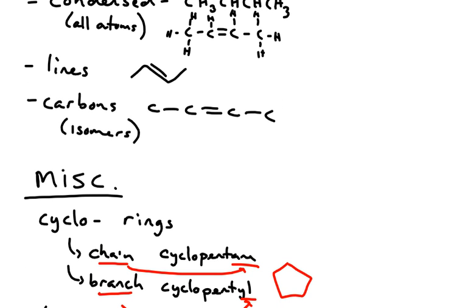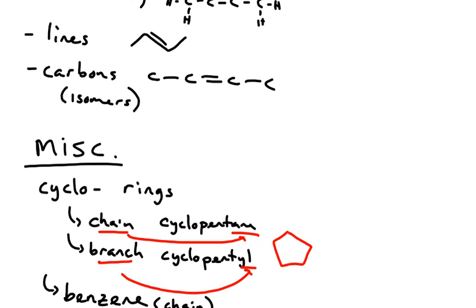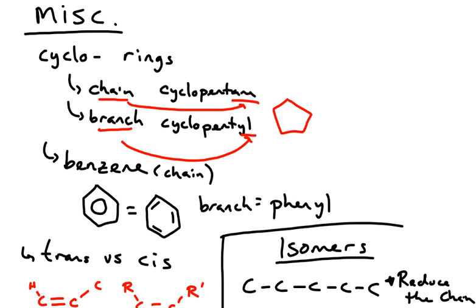And then if I ask just for carbons, all you do is draw carbons. So that could link into, for example, an isomer, where you have to just draw C's, because I want to keep that real simple. Here are some other miscellaneous things that you just need to have down, okay? Cyclos, those are rings, okay? If it's a chain, you end it as an ane.